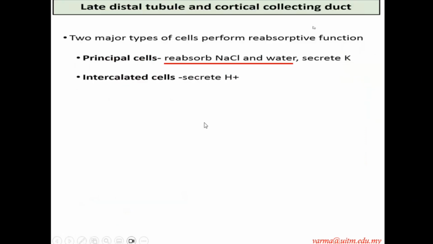The late distal tubule works like the cortical collecting duct. They have two major types of cells with reabsorptive function, principal cells and intercalated cells. The principal cells are involved in reabsorption of sodium chloride and water and excretion of potassium, whereas the intercalated cells are involved in sodium and potassium exchange.